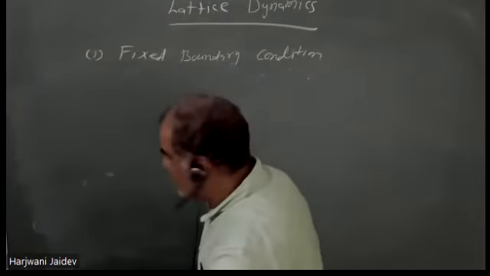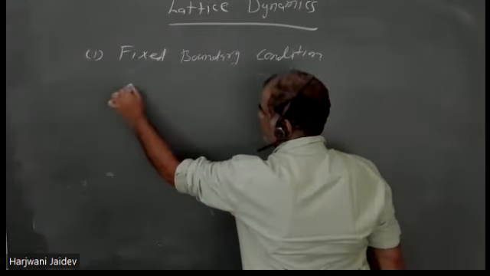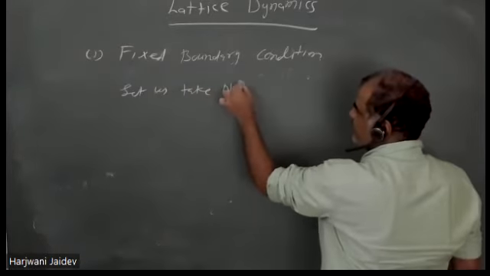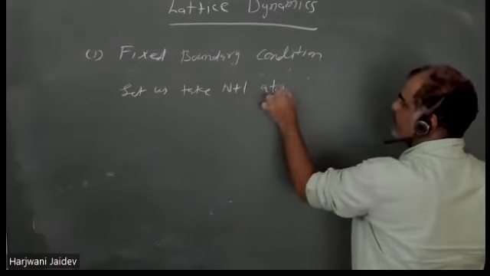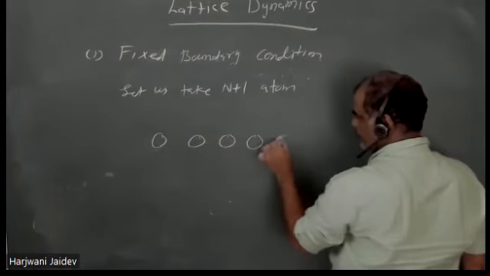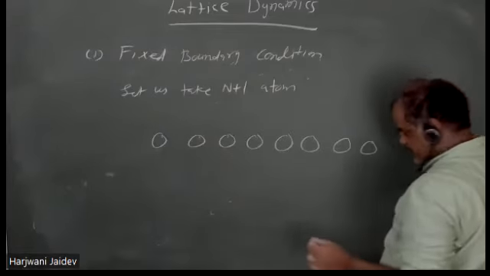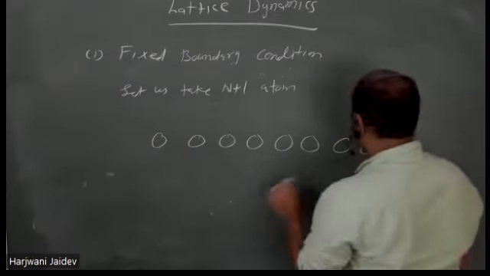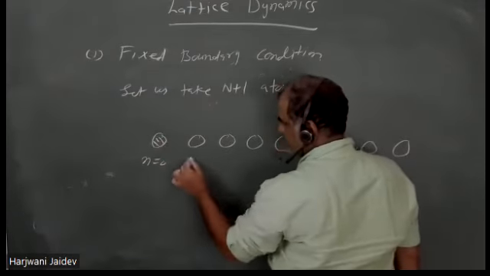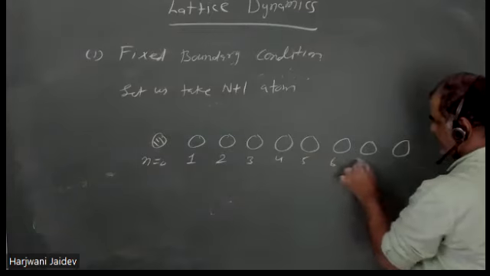So suppose I have a one dimensional crystal. Let us take n plus 1 atoms. So I am taking a crystal with atoms 1, 2, 3, 4, 5, 6, 7, 8. Say this is n equal to 0, and n equal to 1, 2, 3, 4, 5, 6, 7, 8 atoms.